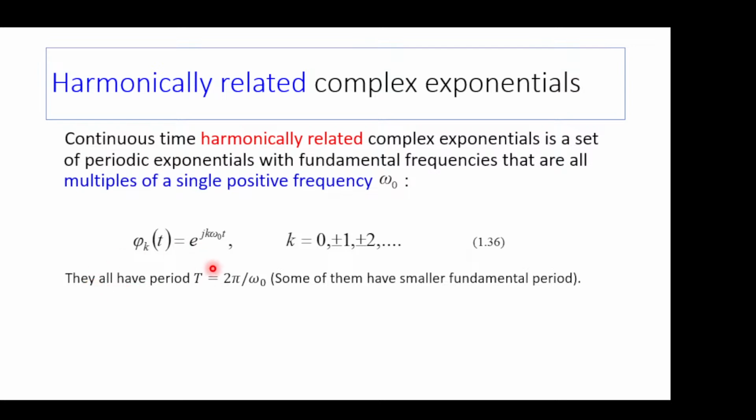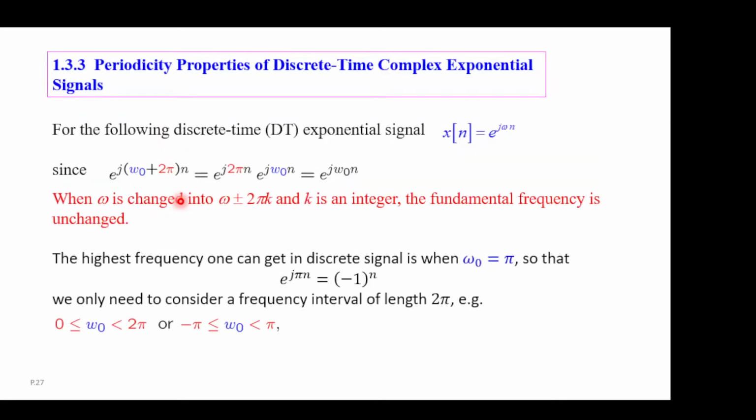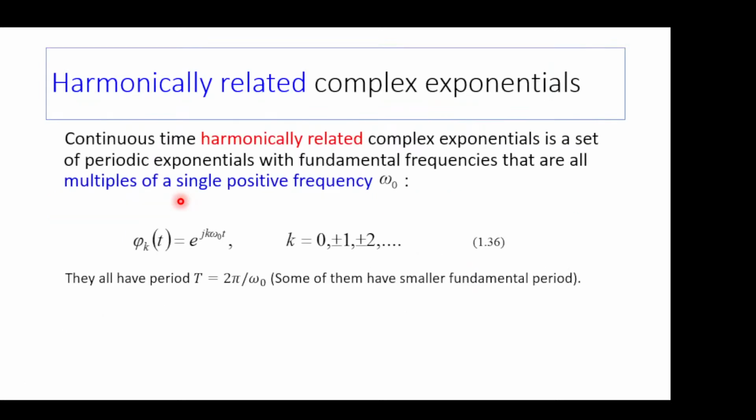And they have this very nice property that they are all periodic. Their fundamental periods are going to be different, but they share one period, big T. The big T is going to be a period for all of them, and the period is 2 pi over omega naught. And we can do this in reverse. Most signals with period big T can be expressed as a linear combination of them. That's what we do in chapter 3. So those are harmonic complex exponentials.